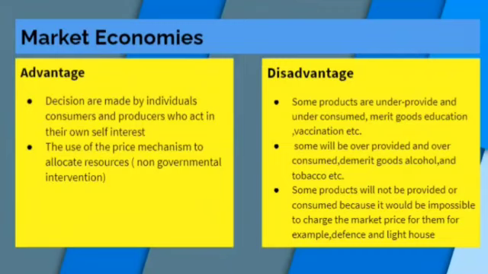There are also some disadvantages of the system. Number one, some products are underprovided and underconsumed, definitely, especially merit goods such as education, vaccination and healthcare, which are good facilities that benefit the economy overall. Number two, some will be overprovided and overconsumed. Demerit goods, for example alcohol and tobacco, because companies will see their own self-interest, their own profit. They will not bother what is happening in society through the use of these products. Number three, some products will not be provided or consumed because it would be impossible to charge the market price for them, for example defense and lighthouses.